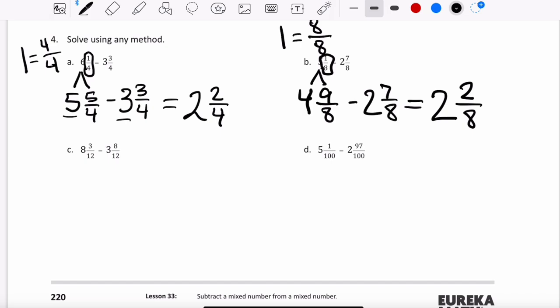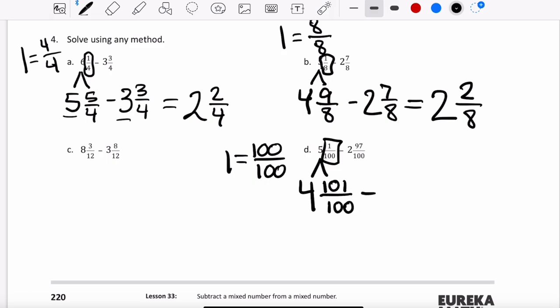Let's look at D on the next one. On D, we have 1/100th and 97/100ths. We can't subtract, so we're going to have to borrow from our whole, take 1 away, which makes it a 4. The 1 we took away is going to become a fraction. Our denominators are 100, so we have 100 over 100. We add in our 1/100th, which gives us 101 over 100.